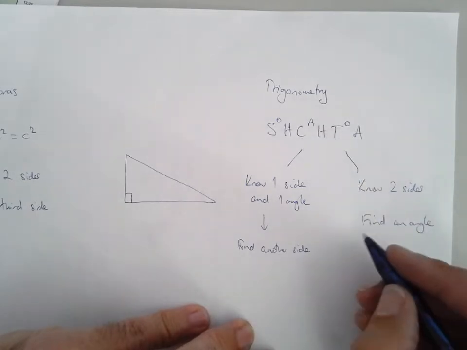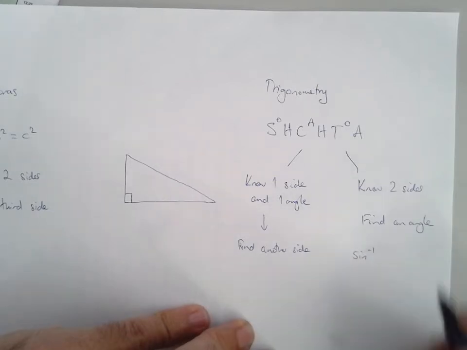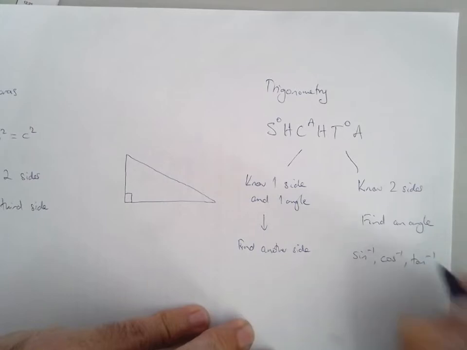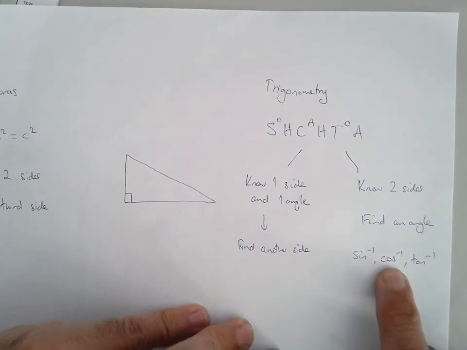Just remember, when I'm finding the angle, I want to use the inverse functions: inverse sine, inverse cosine, or inverse tangent, because these functions tell me which angle has that as its sine, which angle has that as its cosine, for instance.